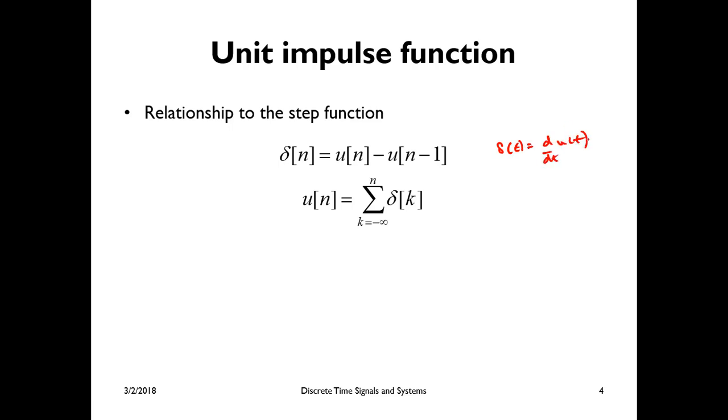We also have that the unit step function is given by a running sum from k equal to minus infinity up until time n of the impulse function. And this is similar to the continuous time case, where u of t is given by the integral from minus infinity to t of delta of tau d tau.